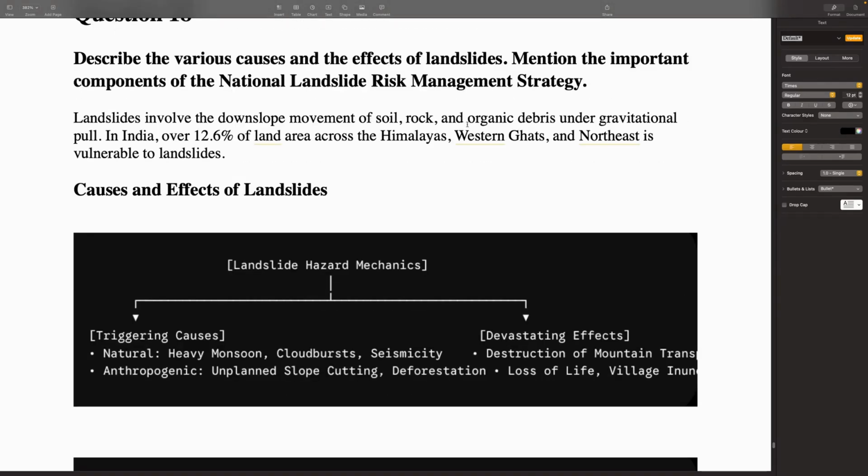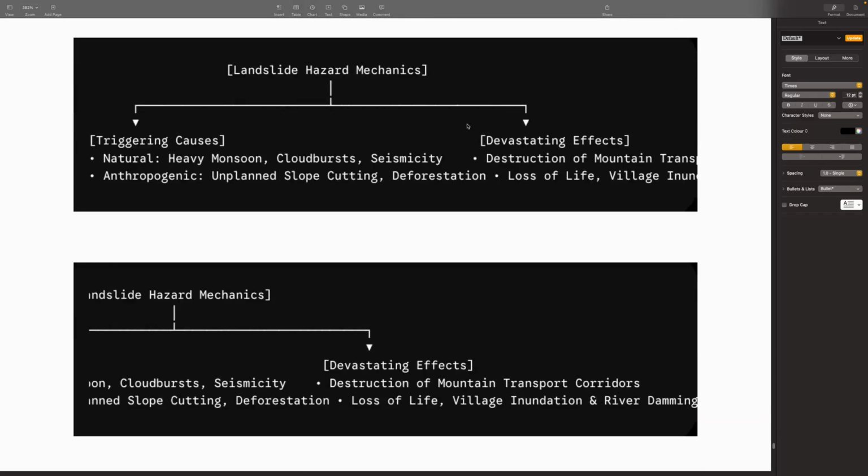Question 18. Describe the various causes and the effects of landslides. Mention the important components of National Landslide Risk Management Strategy. Landslides involve the downslope movement of soil, rock, and organic debris under gravitational pull. In India, over 12.6% of land area across the Himalayas, Western Ghats, and Northeast is vulnerable to landslides. Causes and effects of landslides. Landslide hazard mechanics, triggering causes and devastating effects. Here you can see the devastating effects.